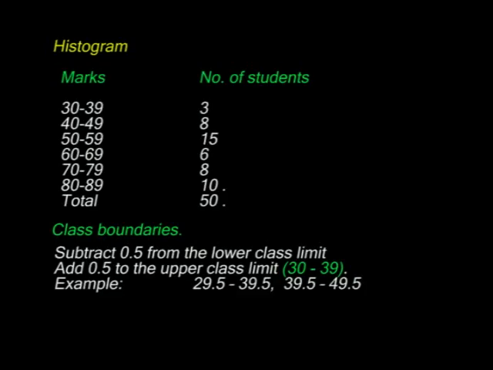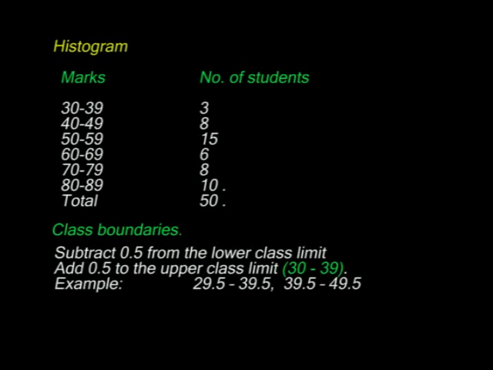For the upper limit we add 0.5. For example, in the class of 30 to 39, the lower class boundary will be 29.5. We have subtracted 0.5. The upper class boundary shall be 39.5. We have added 0.5. For the class of 40 to 49, the lower class boundary is 39.5 after subtracting 0.5. The upper boundary is 49.5. We have added 0.5.